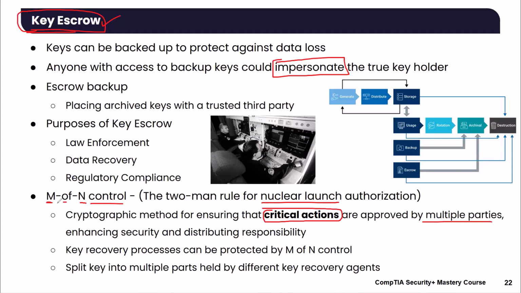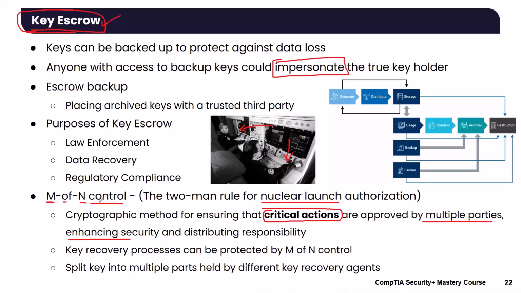Why do they do this M of N control? Again, it's for enhancing security. In other words, not to put too much power into one person. For example, in the US with the nuclear, President Biden can't just push a button. There are multiple people that have to be present and they turn the key at the same time. They did all that so that multiple people have to agree on that particular action.